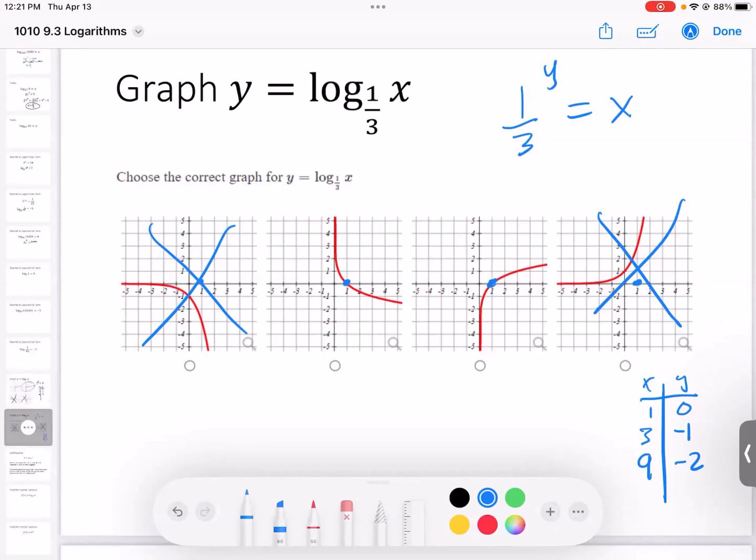Then to figure out which one of the remaining two graphs it is, I'll just look at my other solution. So if x is 3, y should be -1. So I should have this point on my graph. And so that means that this is the correct graph of that equation. Any questions on that?